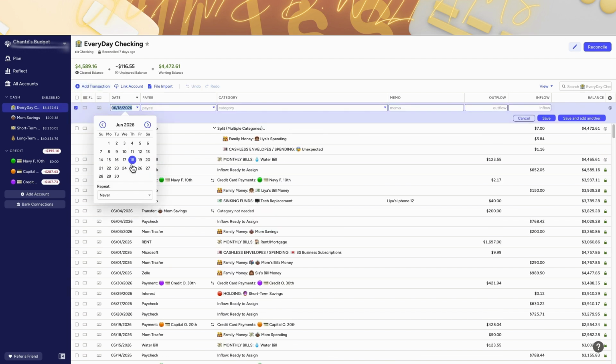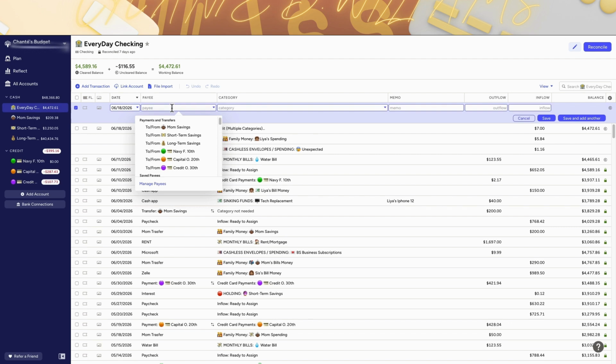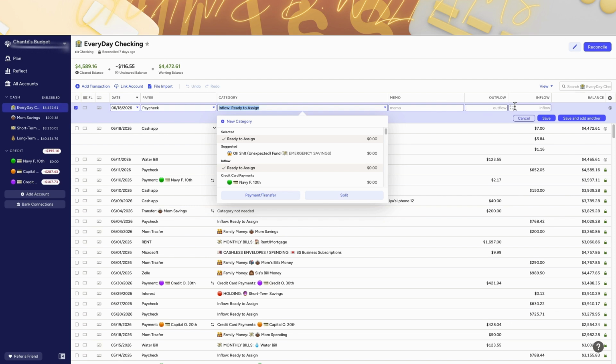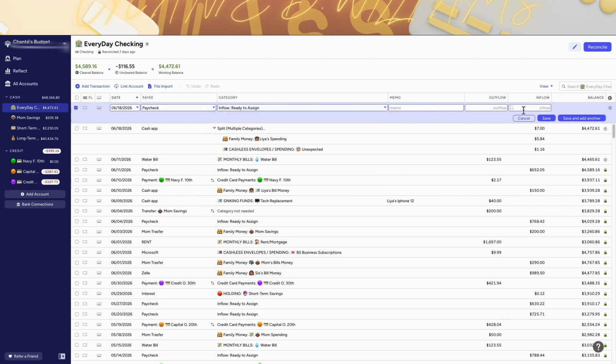So it says the 17th because I got it early. I get paid on Fridays. It comes early on Thursday, but it's been coming on Wednesday, but I just keep it on Thursdays. So this is my paycheck. Go to ready to assign, and I got $644.38. No, 13 cents. $644.13, and that's what I got paid for the week.